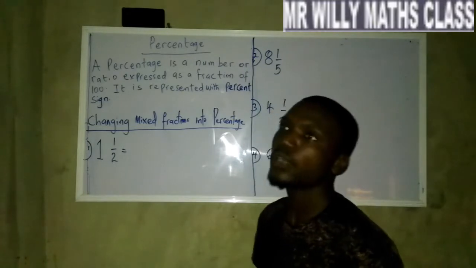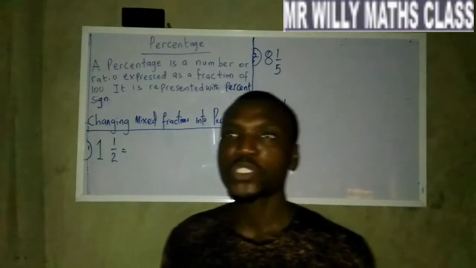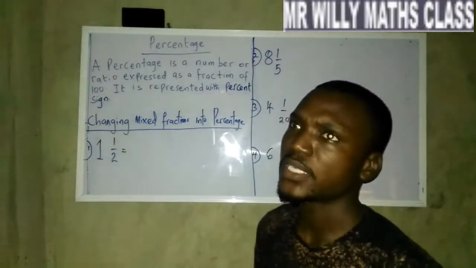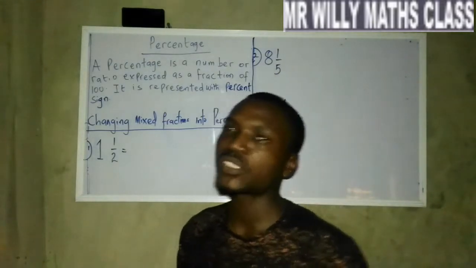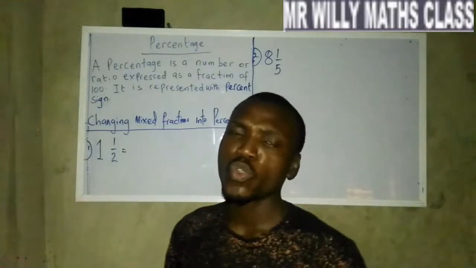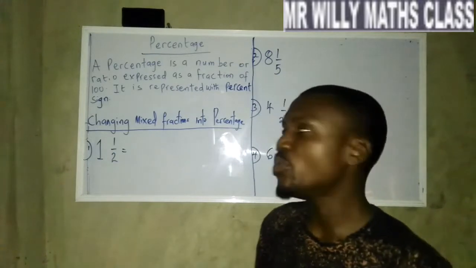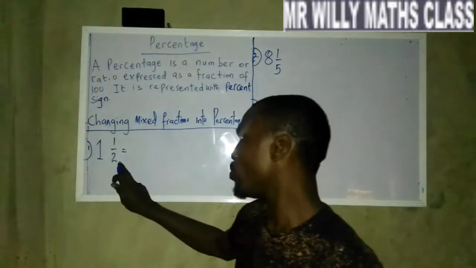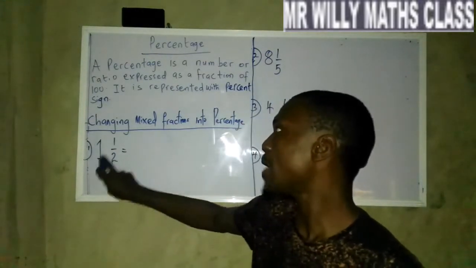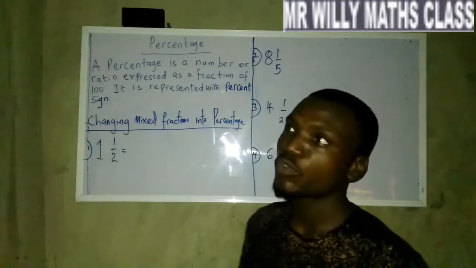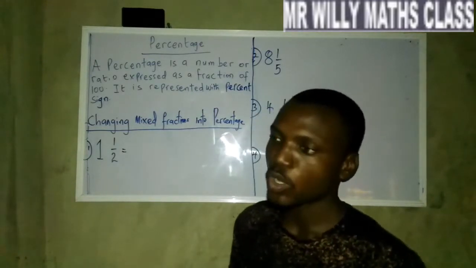Now, how do you change your mixed fraction into your percentage? The first thing is that the mixed fraction must be converted into improper fraction. And how do you do that? You make use of the denominator. You use it to multiply the whole number, then you add your numerator. After you have done the conversion, then you multiply with 100. Now, let's do it together.